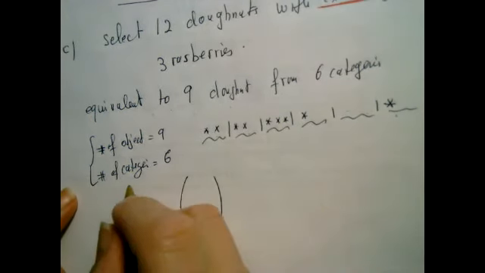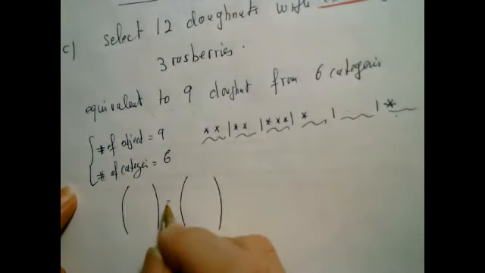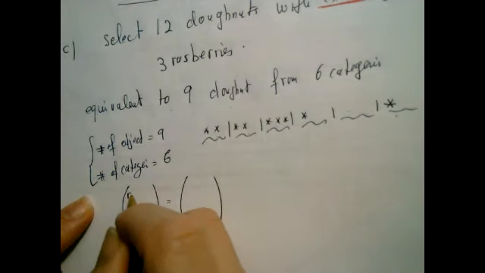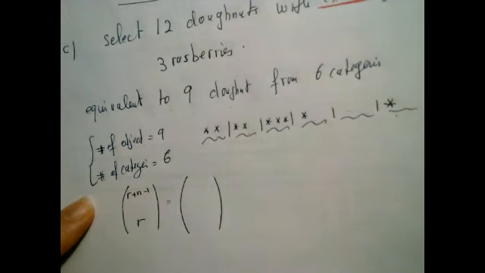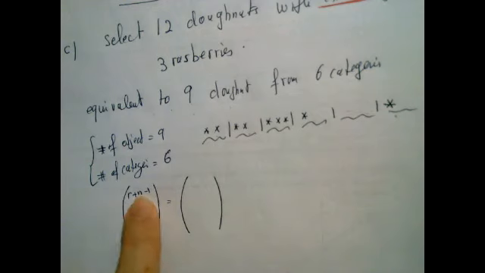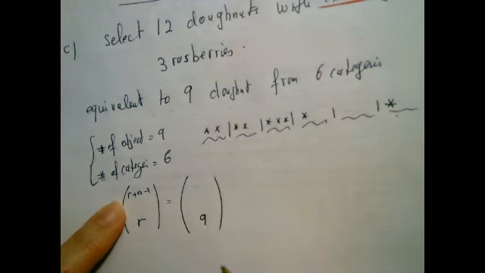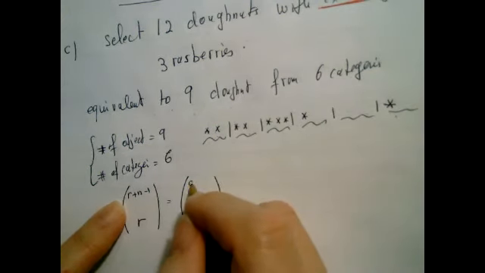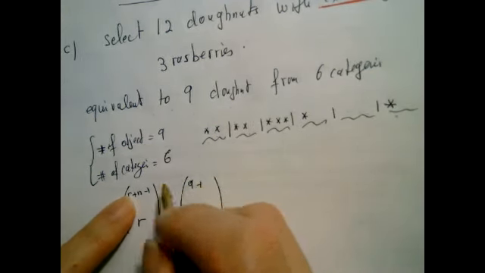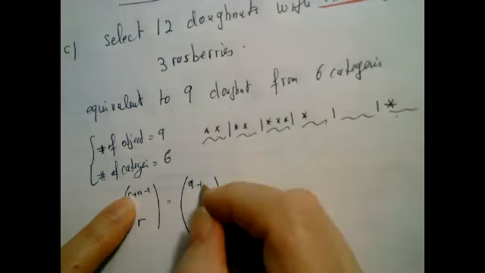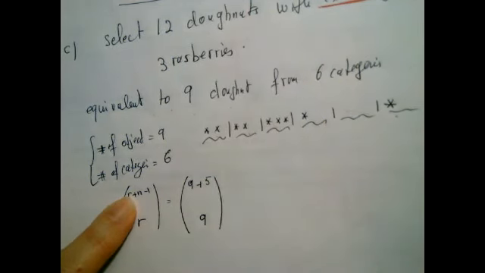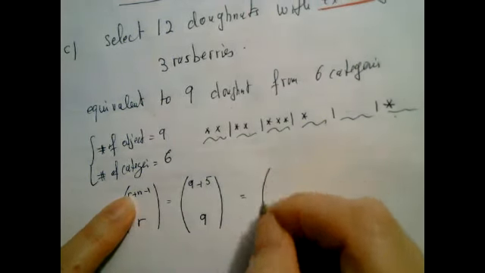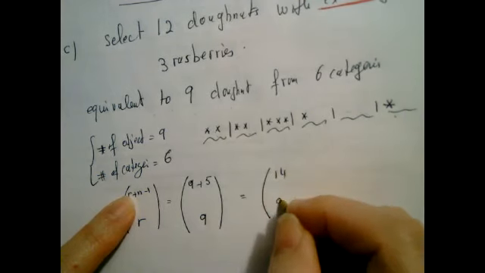So the number of ways is, you can either use the formula verbatim or you can think about it. The formula tells me the number is R plus N minus 1 choose R, where N is the number of categories and R the number of objects. So I pick 9 out of 9 plus, now I have 6 plus 5, which means 14 choose 9.